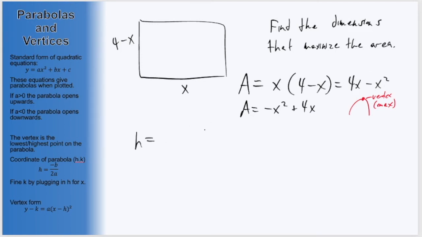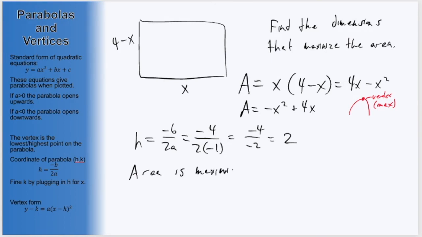The x-coordinate will be h equals minus b over 2a again. In this case, our b is 4, so we'll have minus 4 over 2 times a. In this case, a is minus 1, so we end up getting minus 4 over minus 2, or 2. So area is maximized when x equals 2. If we wanted to find what the maximum area was, we would plug this 2 into our area equation. But this question was asking us to find the dimensions that maximize the area.